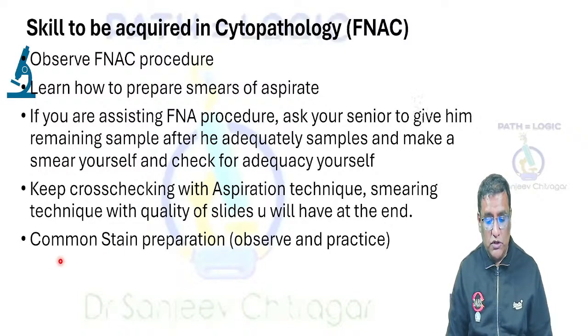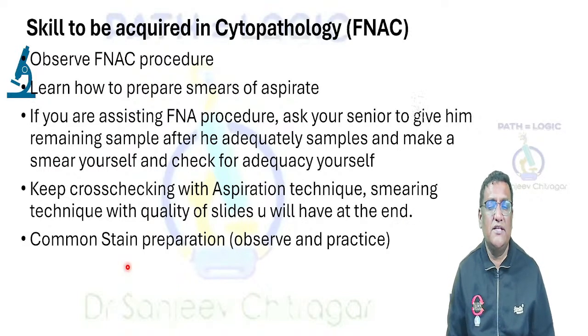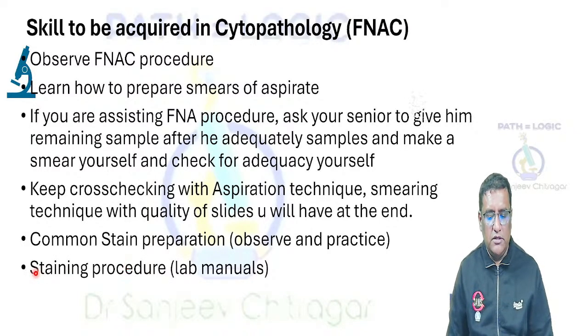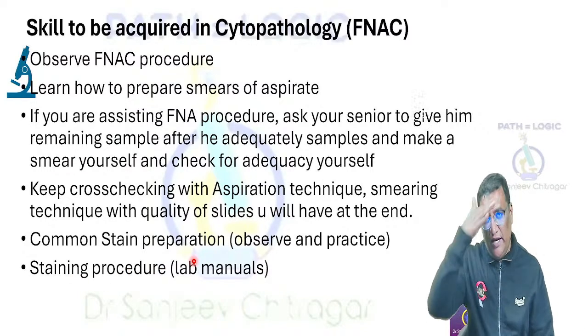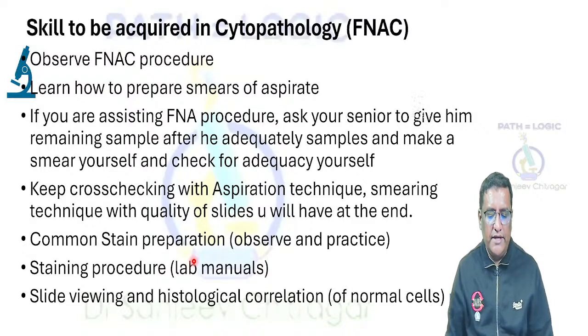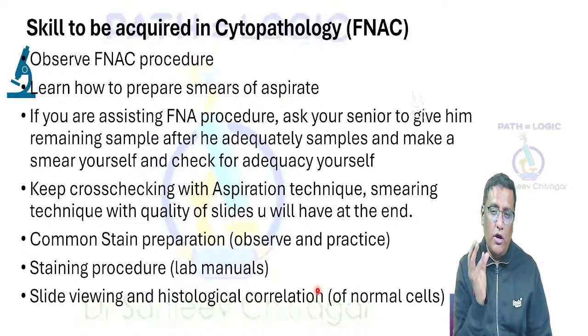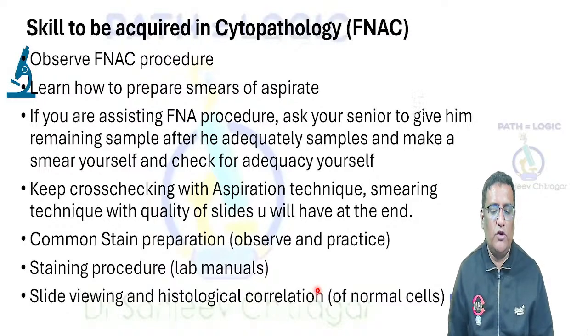And of course, you will be learning common stain preparations. Usually Pap staining is used in most places. Some people use H&E only, the same thing that is used in your histopath. Giemsa staining is also used for FNACs or cytologies. So learn the staining technique. The staining procedure has to be learned from your lab manuals, because individual labs will have individual practices. Then slide viewing and histological correlation of normal cells. At least initially, you need to know how a columnar cell will appear on FNAC, how a squamous cell will appear on FNAC, etc. That is what you should be knowing.